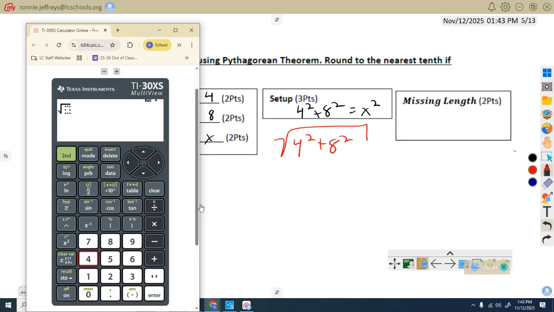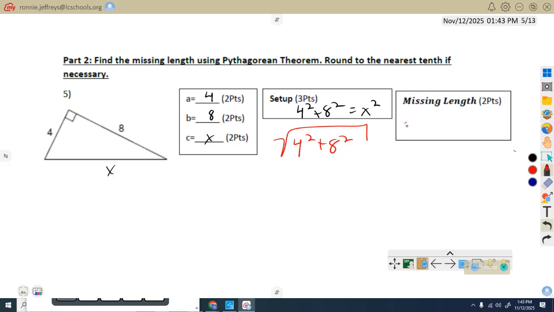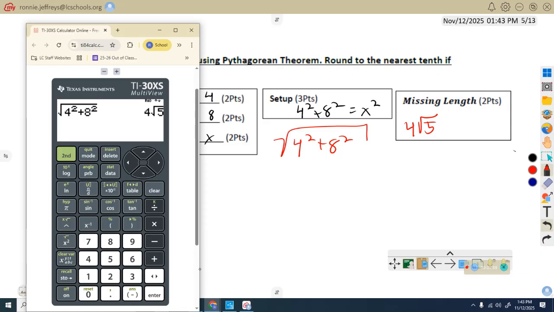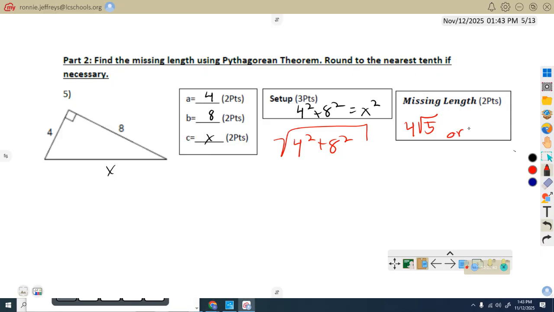Square root of 4 squared plus 8 squared. All right. If you're using one of the calculators here, you're going to end up getting 4 root 5. If you don't have one of those calculators, you're going to end up with 8.9. I'm actually writing both answers on the key. So if your calculator will not write it in simplified radical form, give me the decimal. Okay? I'll be prepared for the decimal. You don't have to write both. It's one or the other.